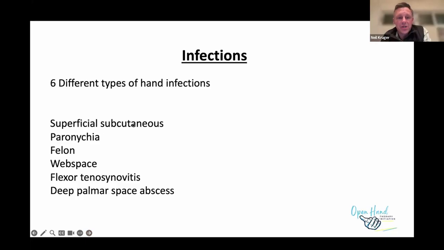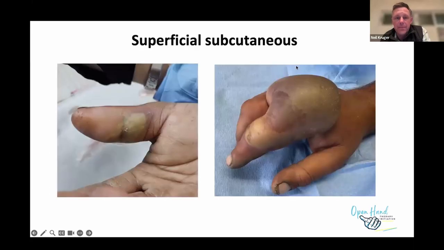You get a superficial subcutaneous, a paronychia, which is adjacent to the nail bed, a felon, which is a pulp space infection, the web space, which is between the webs of the fingers, a flexor tenosynovitis, and a deep palmar space abscess. And those are the ones that you need to recognize early and refer on.